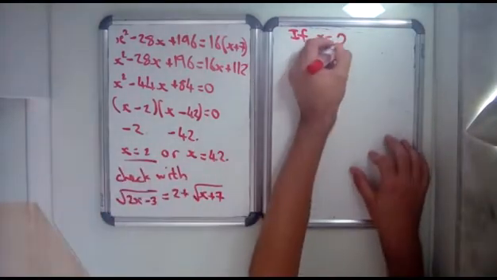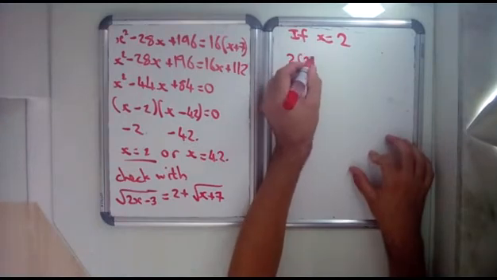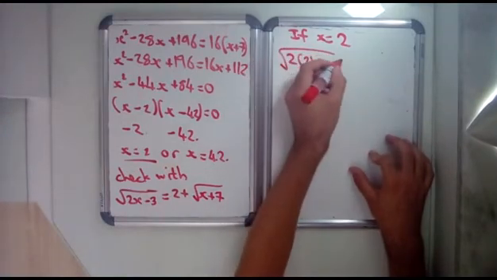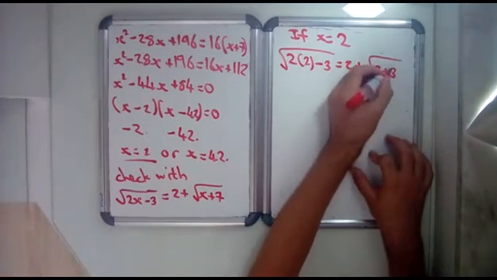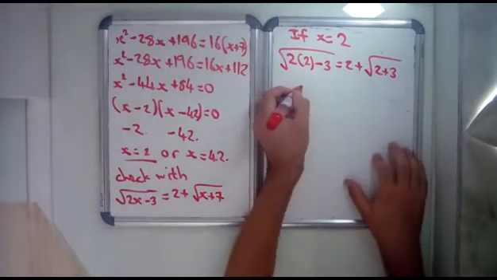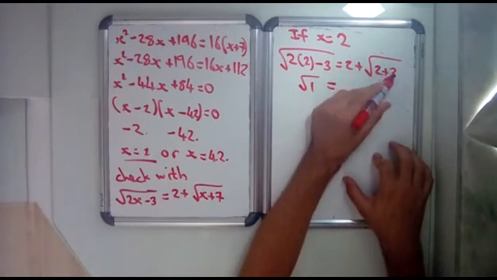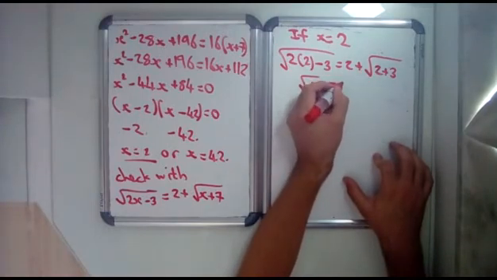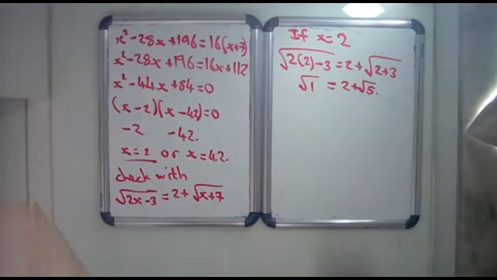If x equals 2, so left hand side, 2 times 2 minus 3 square rooted, does that equal 2 plus square root 2 plus 7? So 2 2s are 4, 4 minus 3 is 1, so does root 1 equal 2 plus root 9? So I don't think it does.